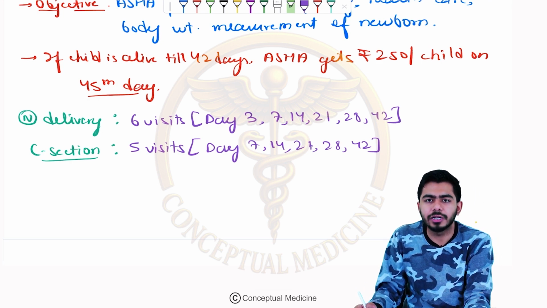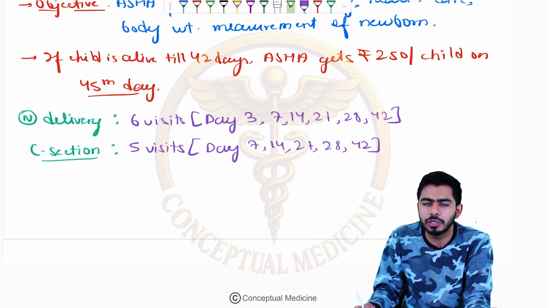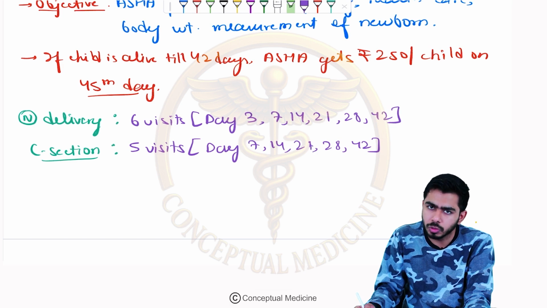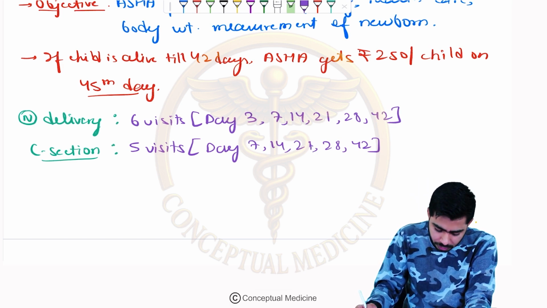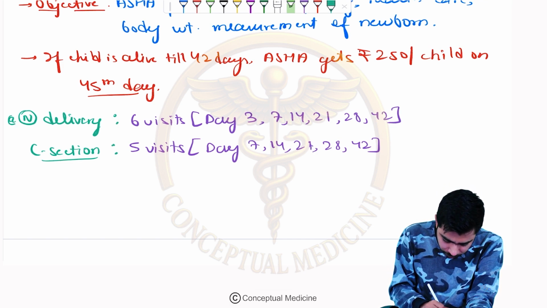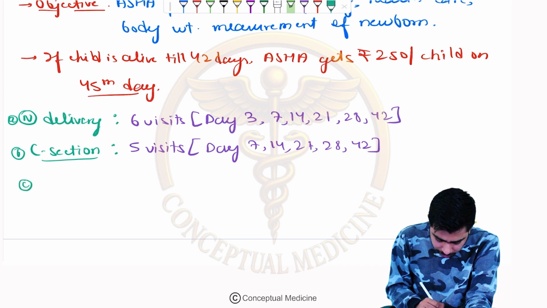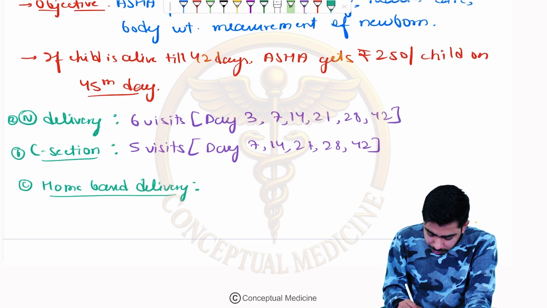Now let's say it was not an institutional delivery due to some reasons. They couldn't go to the hospital and it was a home-based delivery by a DAI or something like that. So this was the first scenario, this was the second scenario, and the third scenario is home-based delivery, right? Obviously they need better attention, much more attention.